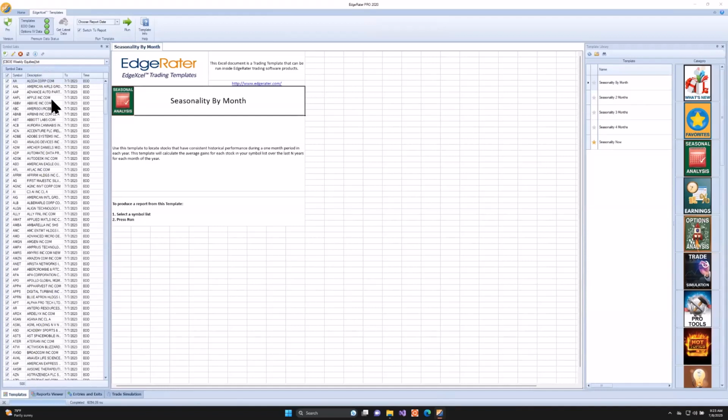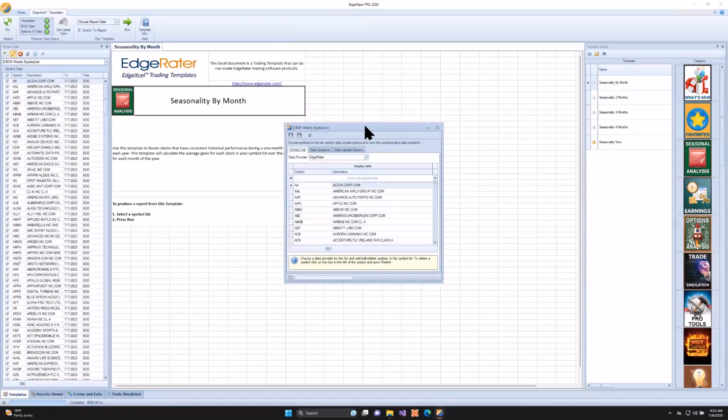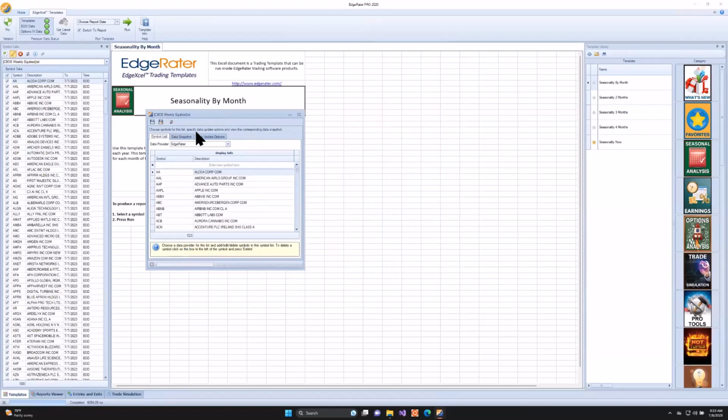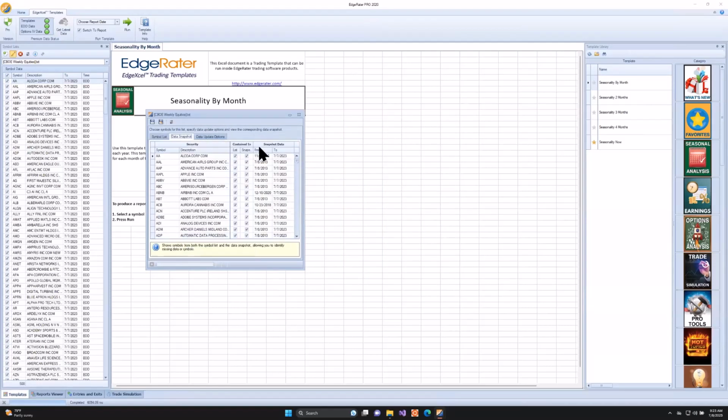The way to find out how much data is in a particular list is to click on the Edit Symbol List button, and that will show in the Data Snapshot tab the from date and the to date of every stock in that list. This is the backing data for those stocks. Here you can see we have data from 7/8/2013 to 7/7/2023. So there's 10 years of data in here.